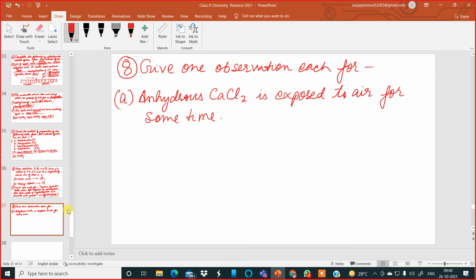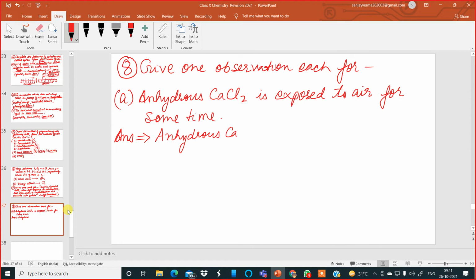Okay, when anhydrous calcium chloride salt is exposed to air for some time, what do you see? What type of salt is this anhydrous? It absorbs moisture from the atmosphere, dissolves in it, and it forms a saturated solution. Very good. You have tried complete answers.